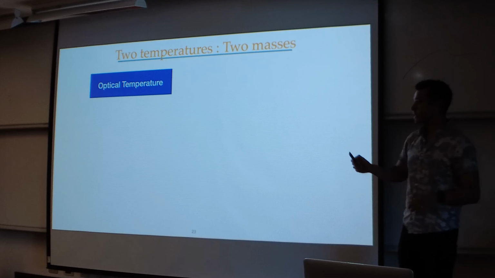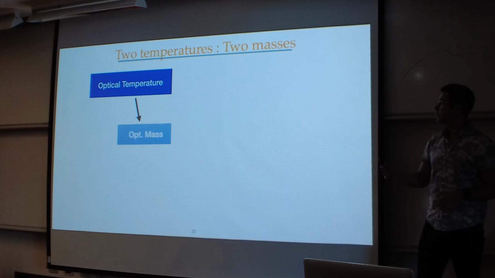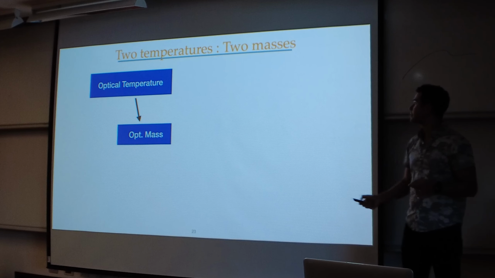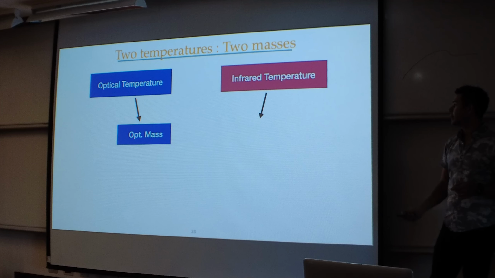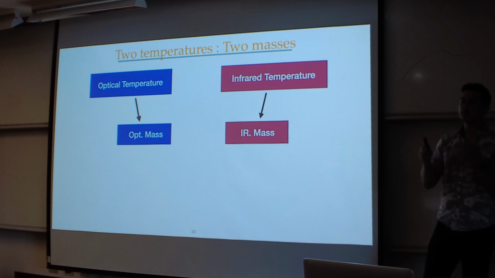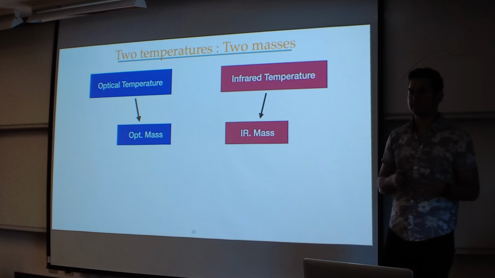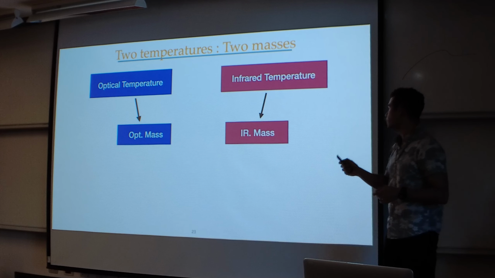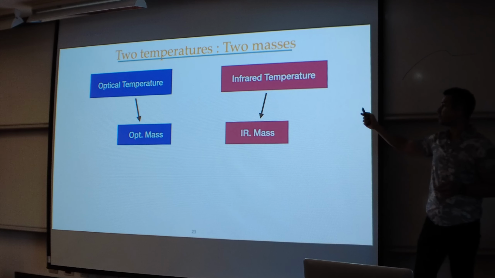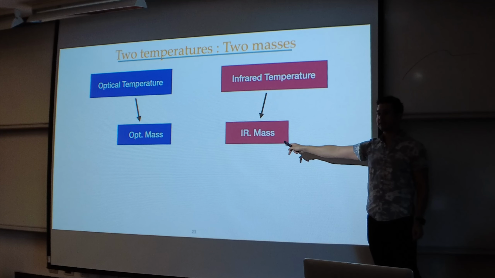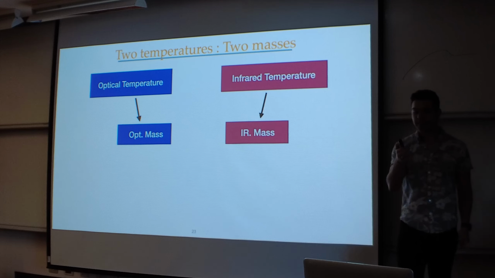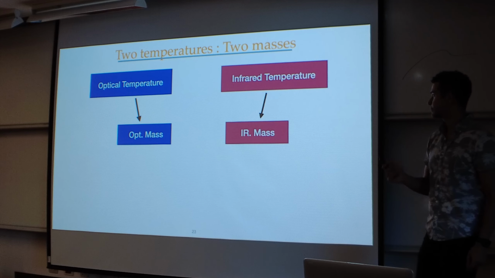So it goes like this. An optical temperature gives me an optically derived mass. An infrared temperature gives me an infrared derived mass. But there's no such thing as infrared masses or optical masses. The mass of a star is just the mass of the star, right? So we need to know which of these two temperatures is really giving us the right mass. So which of those two really approximates better the mass of the star.